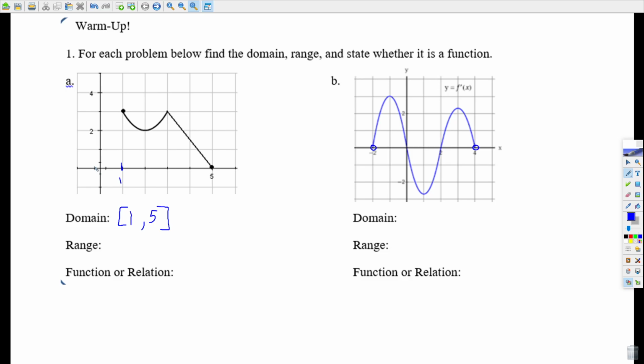The range is the lowest to the highest point. Again, brackets. Lowest point would be, looking across, remember we're doing the y-axis, lowest point would be 0. It touches the y-axis. The highest point would be 3. It doesn't go any higher than that. Is it a function? Does it pass the VLT? I think it does. Oh yeah, functional relation. Function.